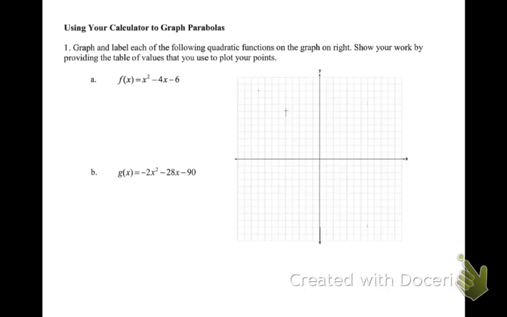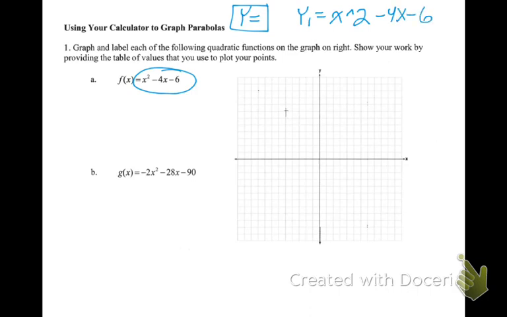Okay, so let's look at number one. If we're going to graph and label a quadratic function, I'm going to type this equation into y1 in my calculator. So press the y equals button. Type in the function that you see that we're going to graph into y1. For example number 1a, it's going to look like x, and you hit the square button, but you could also hit the caret button if you want to. X squared minus 4x minus 6.